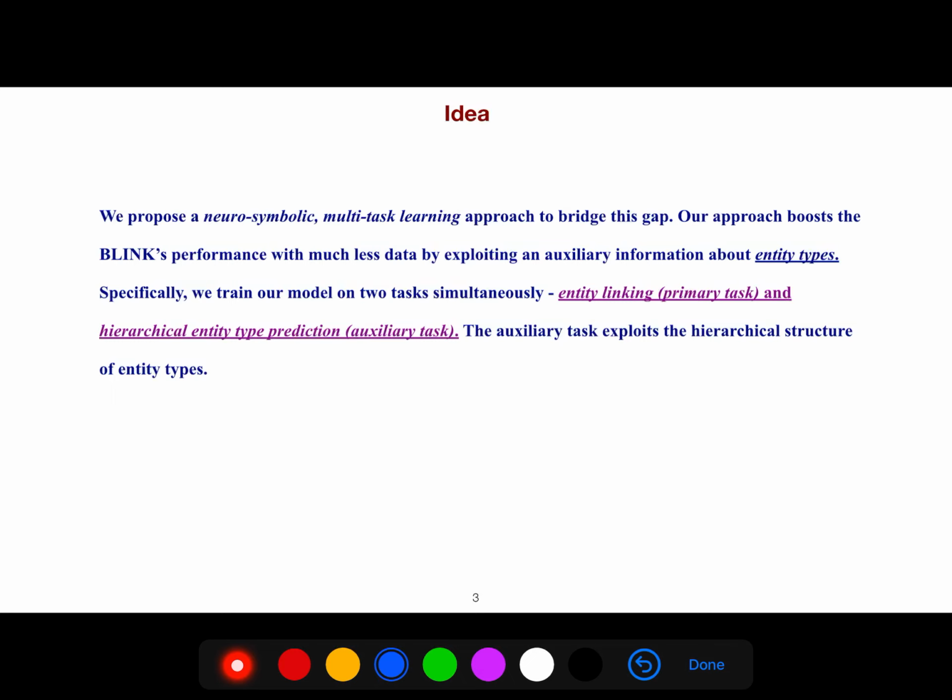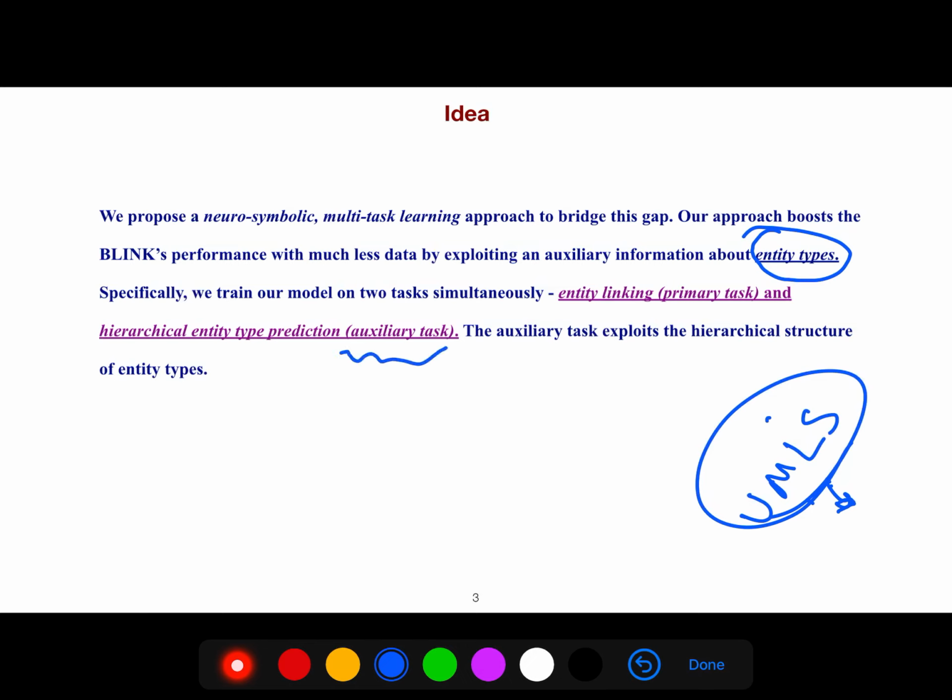Because in the previous lecture, we only focused on descriptions of entities. But for example, in biomedical text, we have the UMLS ontology, and we also have the types in this ontology as well. So why not use entity types as well? So we train our model on two tasks simultaneously: both entity linking and hierarchical entity type prediction, which can be seen as an auxiliary task.